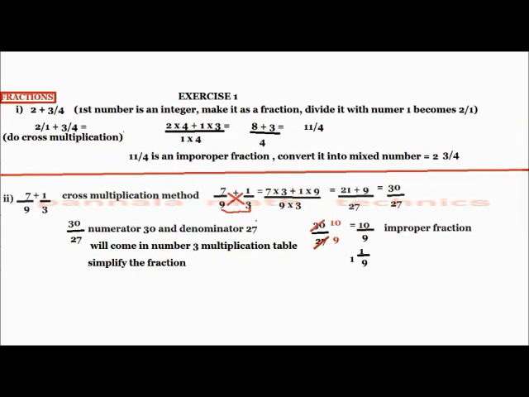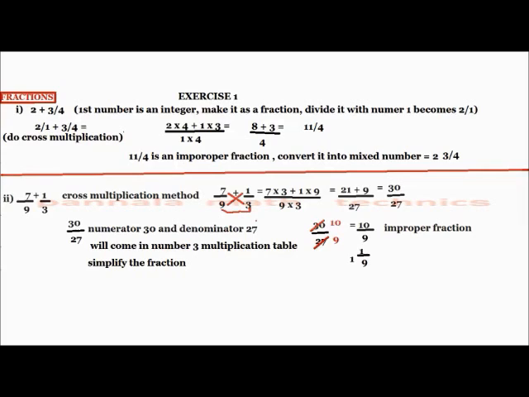Now problems, exercise 1. 2 plus 3 by 4. 2 is an integer. To convert the integer into a fraction, 2 by 1 plus 3 by 4. That will become 11 by 4. 11 by 4 is an improper fraction. Convert it into a mixed number. Divide 11 by 4. 2 3 by 4 is the mixed number.